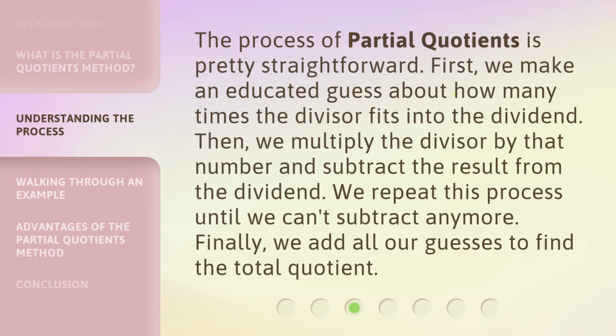The process of partial quotients is pretty straightforward. First, we make an educated guess about how many times the divisor fits into the dividend. Then, we multiply the divisor by that number and subtract the result from the dividend. We repeat this process until we can't subtract anymore. Finally, we add all our guesses to find the total quotient.